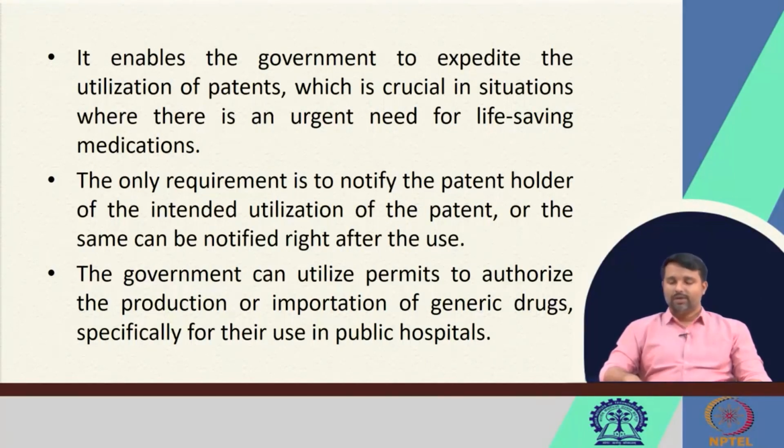life-saving medications. So, in such scenarios, getting a license from the patentee may not be feasible or may not be affordable for the government. So, in such cases, governments can utilize this provision and ensure that the drug is available to the needy at a very cheap price. The only requirement is to notify the patent holder of the intended utilization of patent. The government can utilize permits to authorize the production or importation of generic drugs specifically for their use in public hospitals.